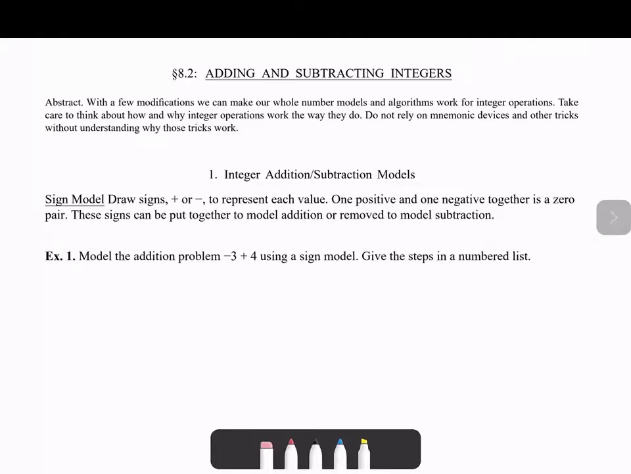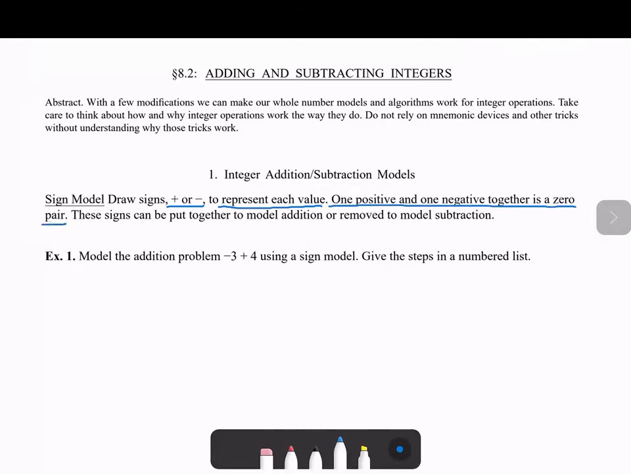So the first thing we're going to do is use this sign model. For a sign model, we draw signs, either a positive sign or a negative sign, to represent each value. And we're going to say that one positive and one negative together is a zero pair, and those cancel out.